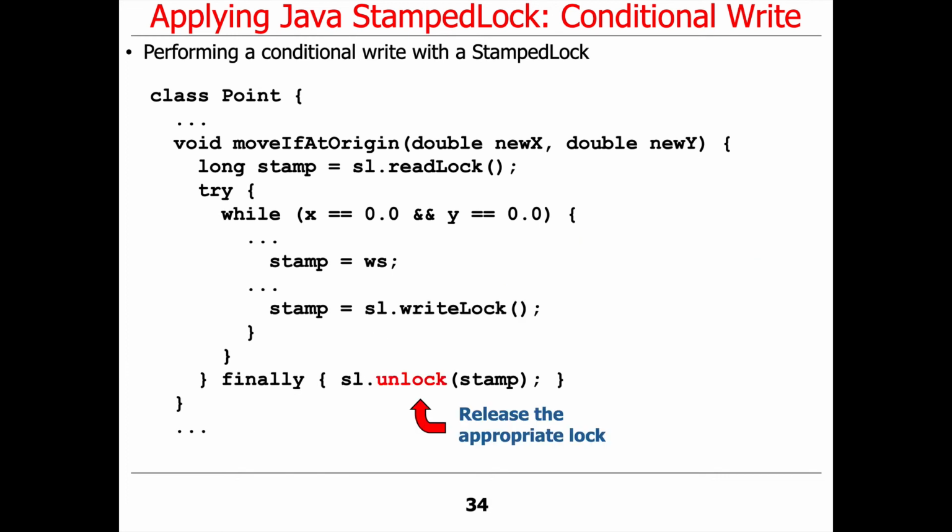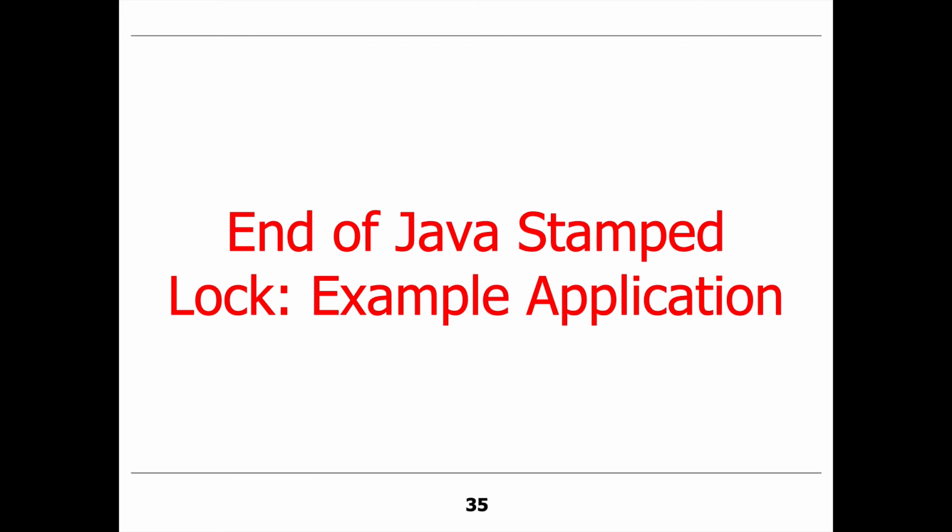When we're all done, we finally release the appropriate lock, which could have been a read lock or could have been a write lock depending on what happened in the loop. In any case, we're finished, we release the lock, and away we go. So that's the end of the example code to illustrate the use of Java StampedLocks.